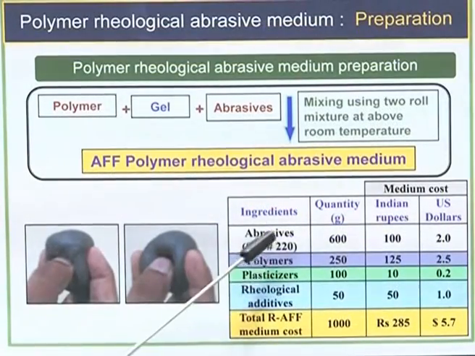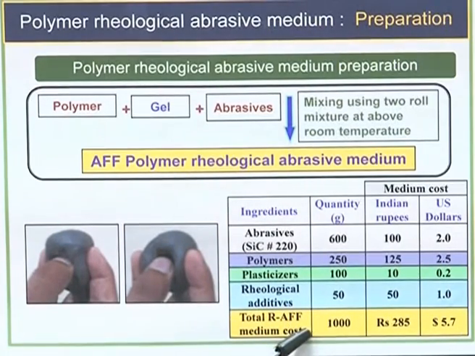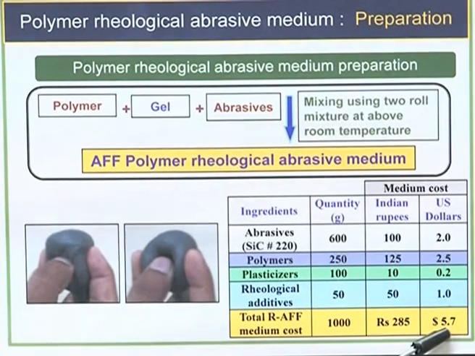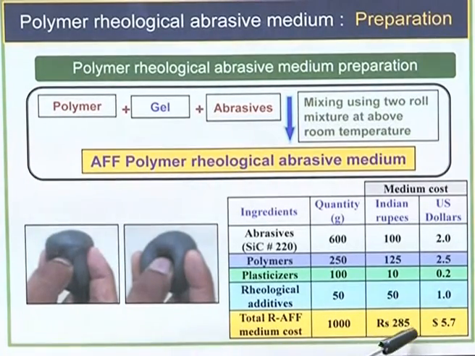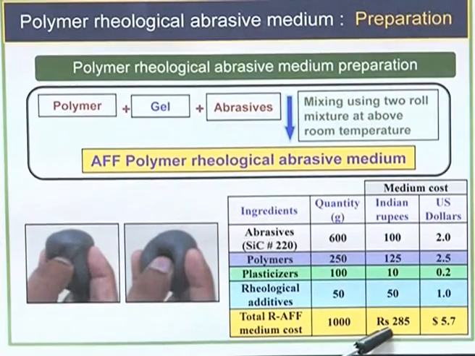This is the cost table that we have prepared for the in-house medium, and it comes to approximately $6, whereas the commercially available polymer rheological abrasive medium costs 5 lakh rupees, and in the present case it is only approximately 300 rupees.